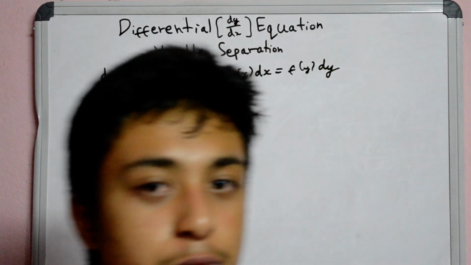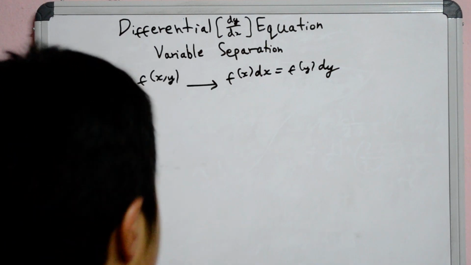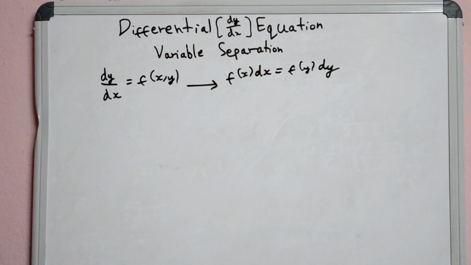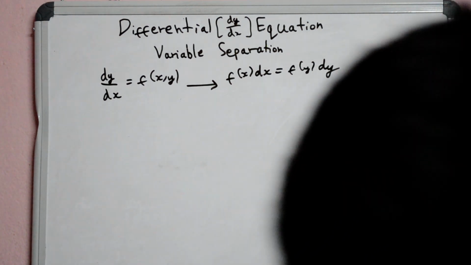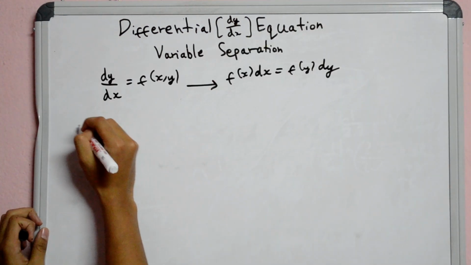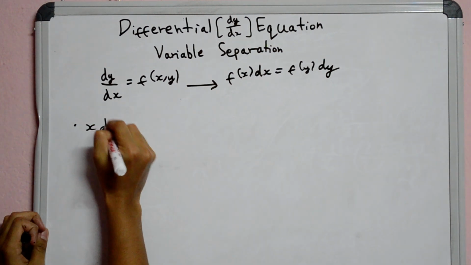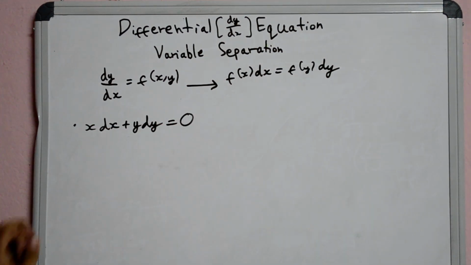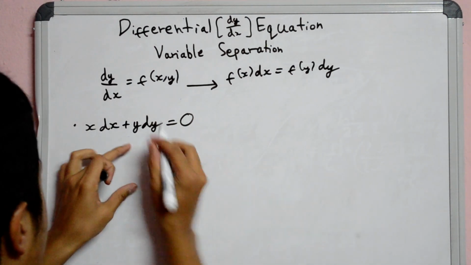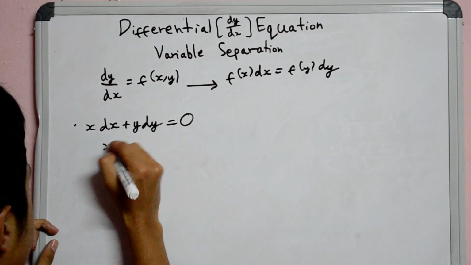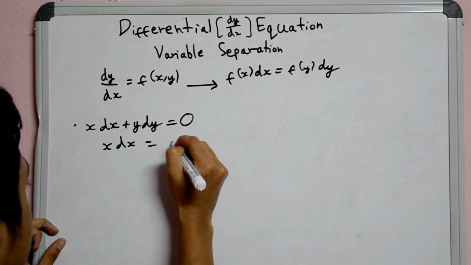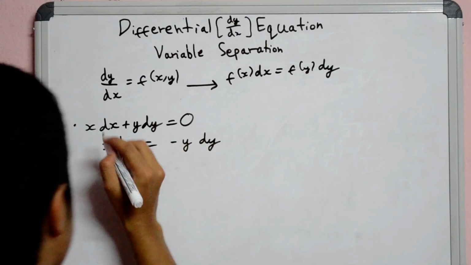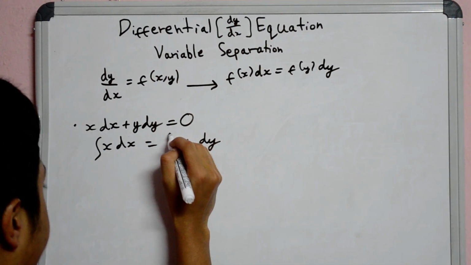So the best way you guys can understand is through some examples. So let me grab a question right here. A simple question, x dx plus y dy equals to 0. So here we can just take this part to the right hand side. This means x dx equals to minus y dy. And now we can simply integrate both sides.